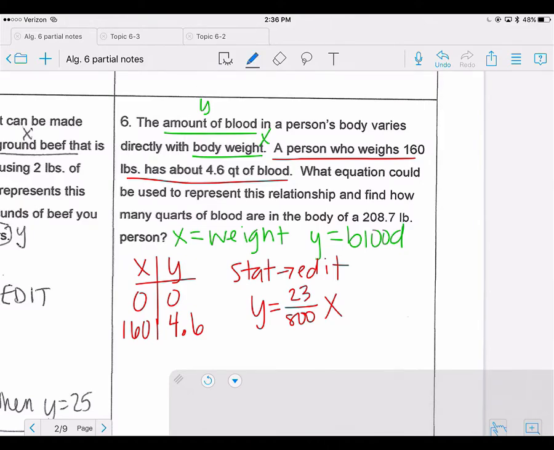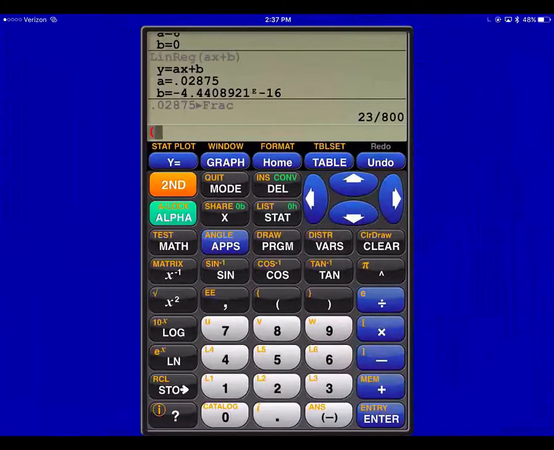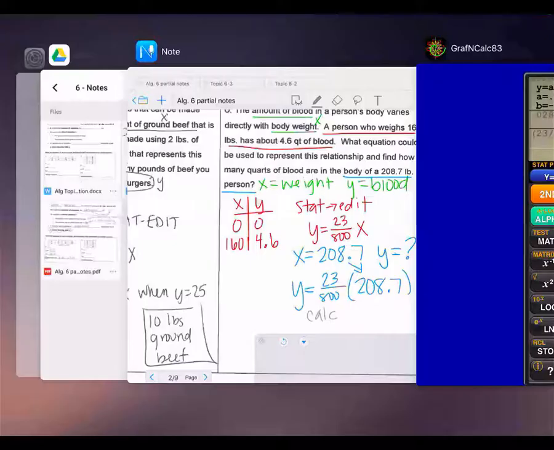Now the question is asking us, if the weight, so if x equals 208.7, how many quarts of blood? So they want us to find y. So to solve, I'm going to plug in 208.7 for x because I'm replacing x. Plug it into my calculator and solve. So 23 over 800 times 208.7, and we get about 6 quarts of blood.